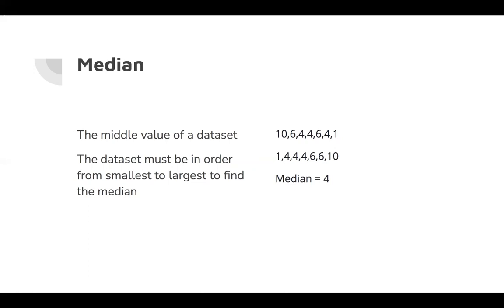And an important thing to note is that if there's an even number, so if you cross out on either side from both directions and there are two numbers left, you can add those two numbers and then divide them by 2, and that will tell you what the median is.